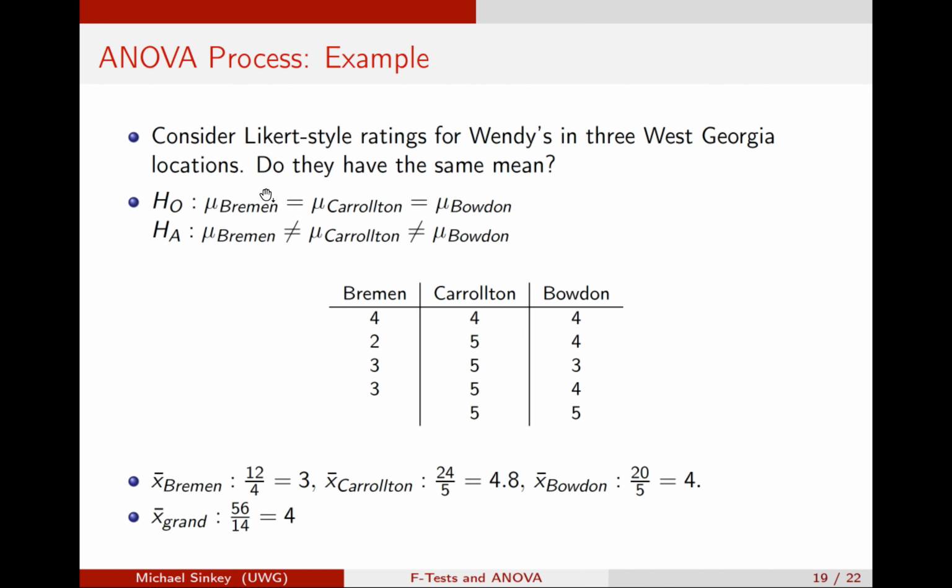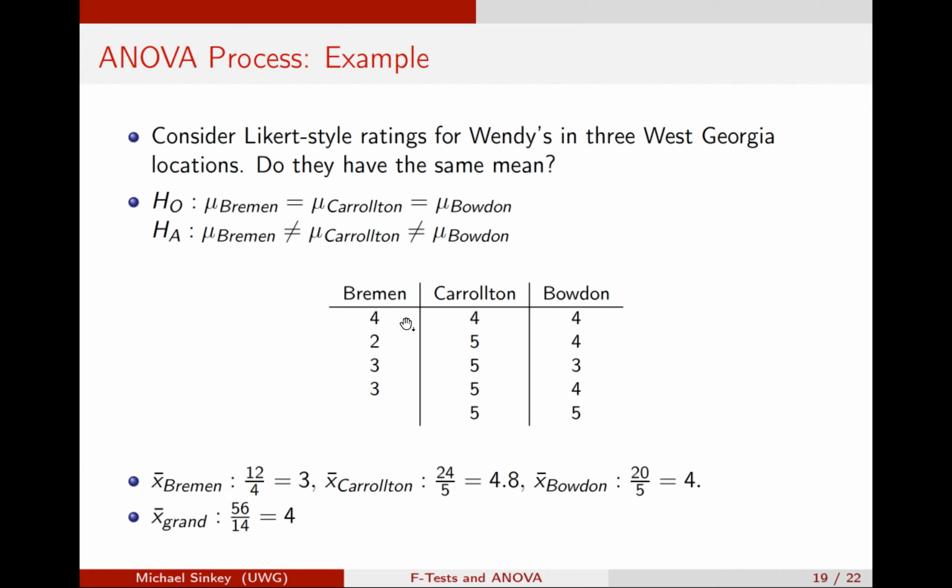So the category means, I add up the Bremen. I have 4 plus 2 plus 3 plus 3. That's 12 divided by 4. The average Bremen rating is 3. I do the same thing for Carrollton. 4 plus 5 plus 5 plus 5 plus 5. That's 24 divided by 5, 4.8. I do the same thing for Bowdoin. Add them up. You get 20 divided by 5 ratings. That's 4. So the category means are 3, 4.8, and 4.